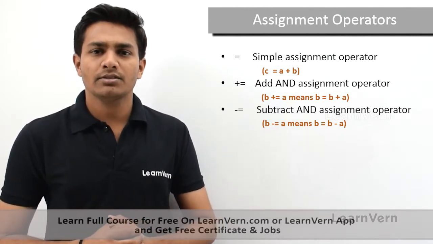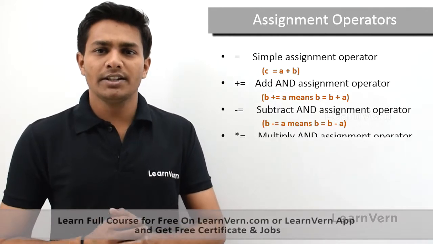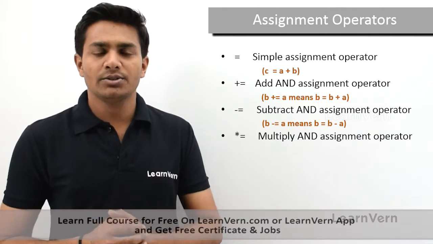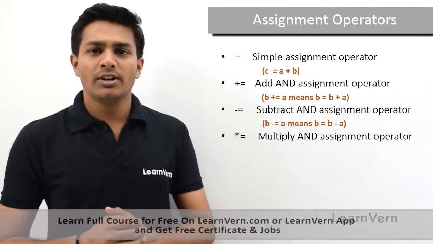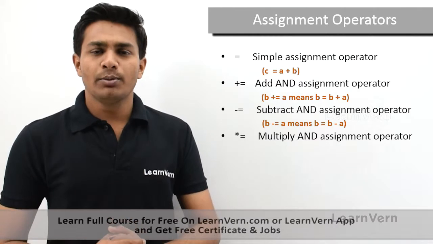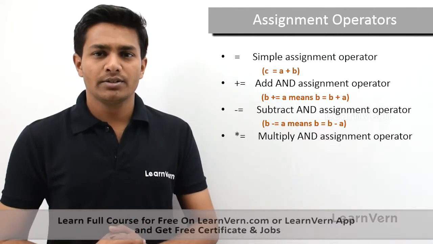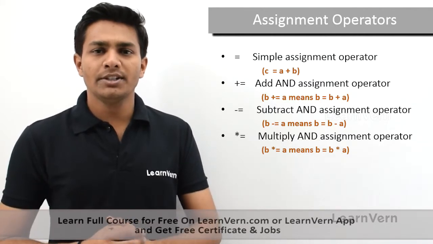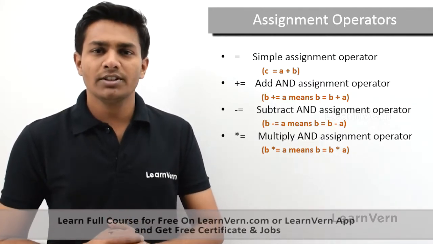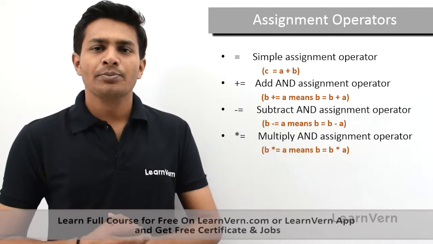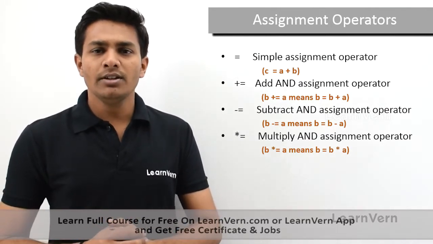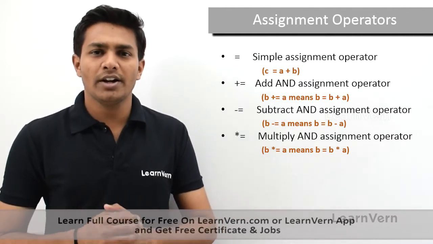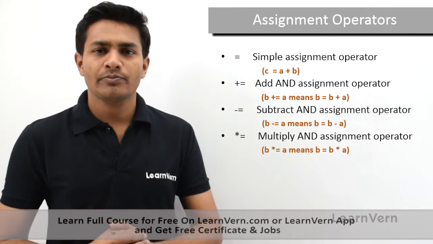The next is multiply and assignment. When we want to multiply two values and assign that value to our left operand, we will use the multiply and assignment operator. Here you can see on the screen I have mentioned b multiply equal to a. So what that actually evaluates is b equal to b multiply a. So this is how the multiply and assignment operator works.